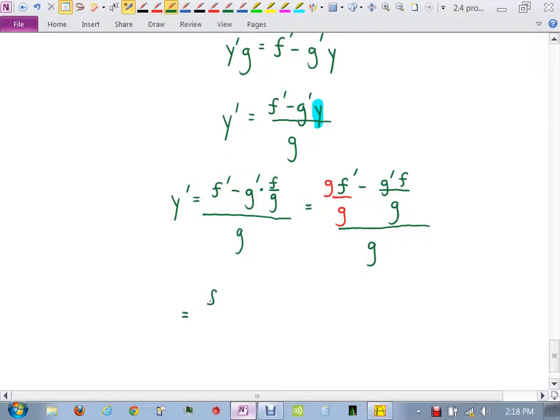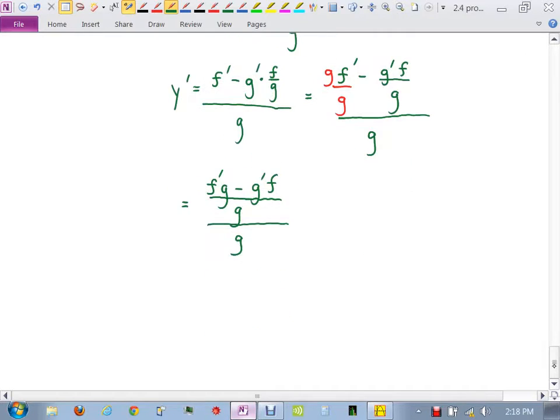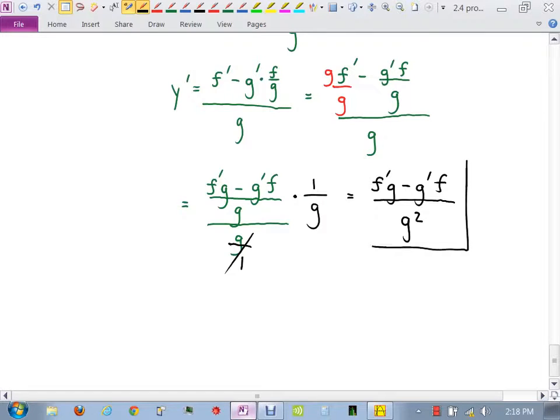Can I say instead f prime times g? Isn't that the same thing? Minus g prime times f, all over the common denominator, all over g. And then I can look at the g on the bottom as a g over 1, right? And flip it. When I flip it, it becomes a 1 over g over here. That's gone. And then just multiply straight across. And you get f prime g minus g prime f, all over g squared. And that is the quotient rule.